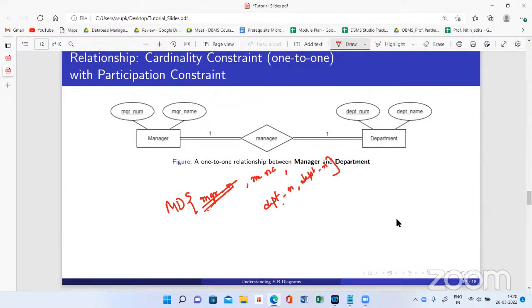No. Either the manager number or department number. Manager name can be repeated, right? Okay, yeah. Any of these two can become a primary key. Either this or this can be primary, because none of them will be repeated: department number will have only one entry for the manager number, and manager number will have exactly one entry for the department number. So any of them can become a primary key. Does not matter.